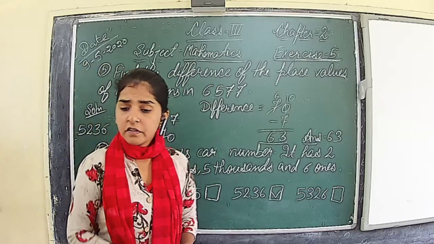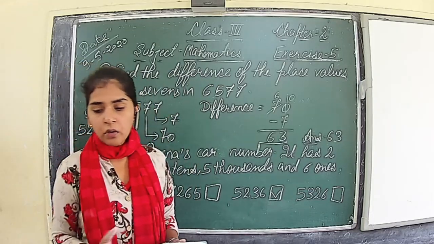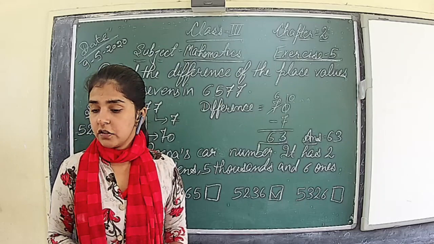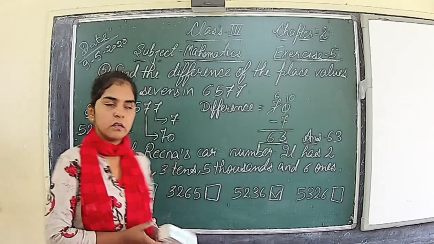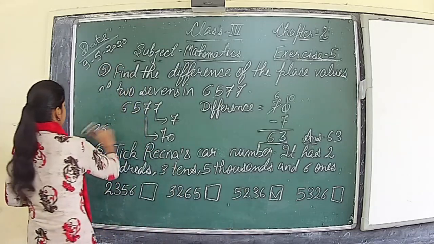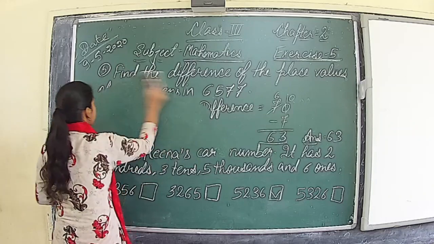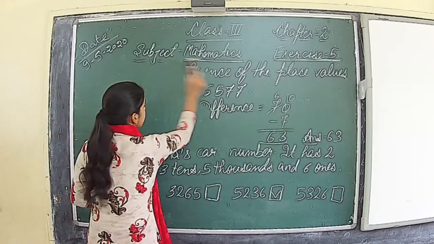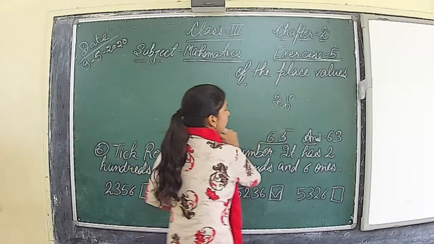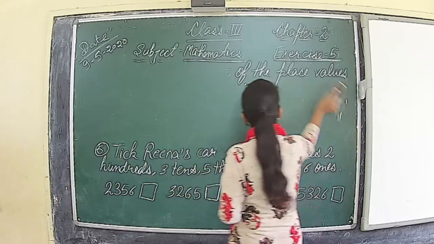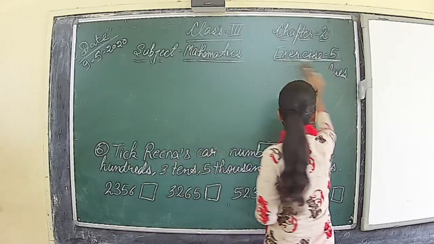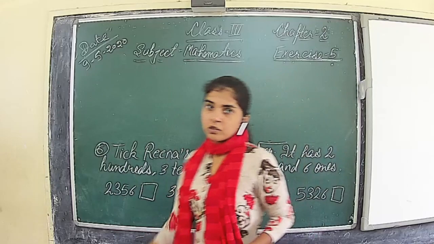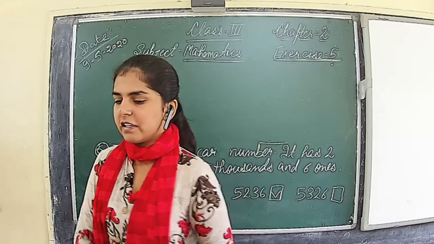Encircle Rahul's house number. It has 8 hundreds, 1 ten, 4,000 and 2 ones. So let's start. This question is same as question number 4. And now we know how to solve this kind of question, right? So now we can solve this question fast, right? So let's start.